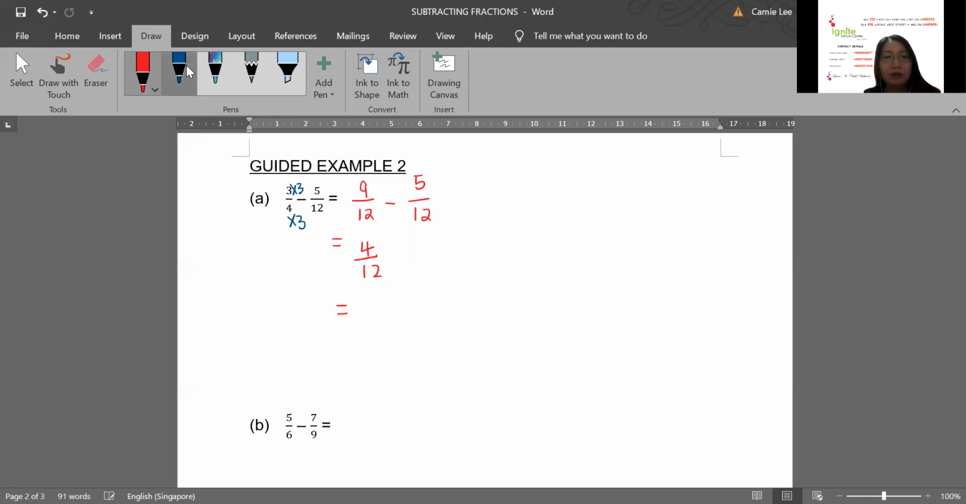Express this in the simplest form. Divide by 4, divide by 4. 4 divided by 4 is 1. 12 divided by 4 is 3. So 1 out of 3 is the final answer.